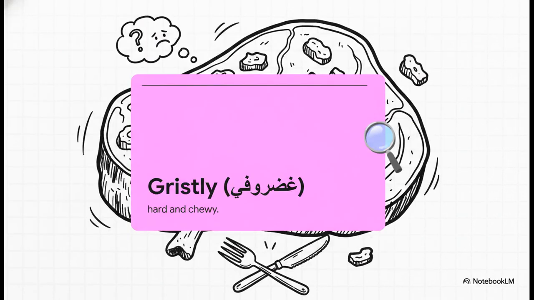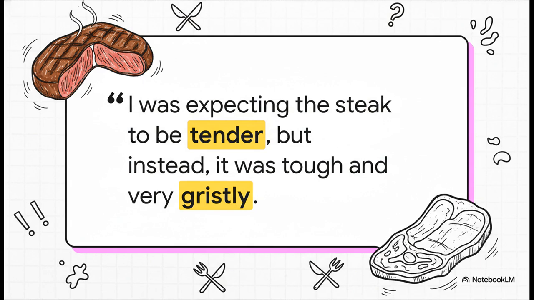Then there's gristly. This is a word you'll use mostly for meat. It describes those tough, chewy parts, with fat or cartilage that you just can't eat. It's pretty much the exact opposite of tender. And here's how you might use it if you were complaining. You can really hear the disappointment, can't you? I was expecting tender, but I got gristly. So you see, picking the right adjective is everything.